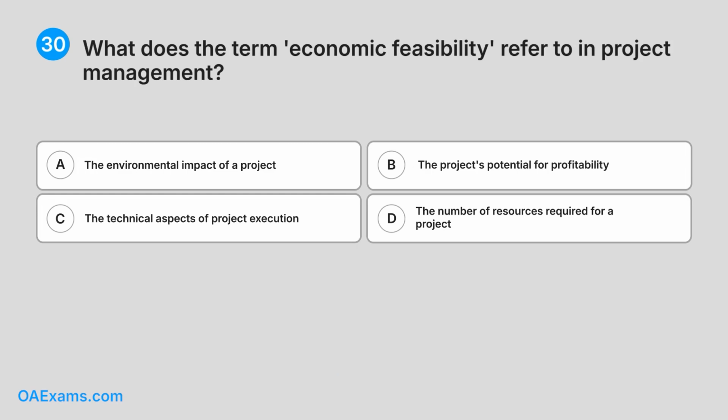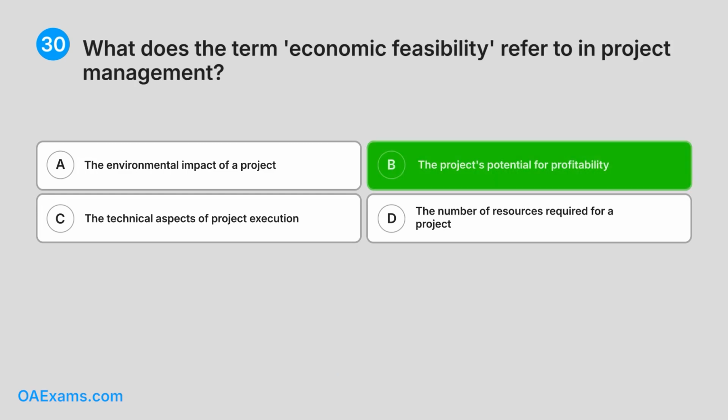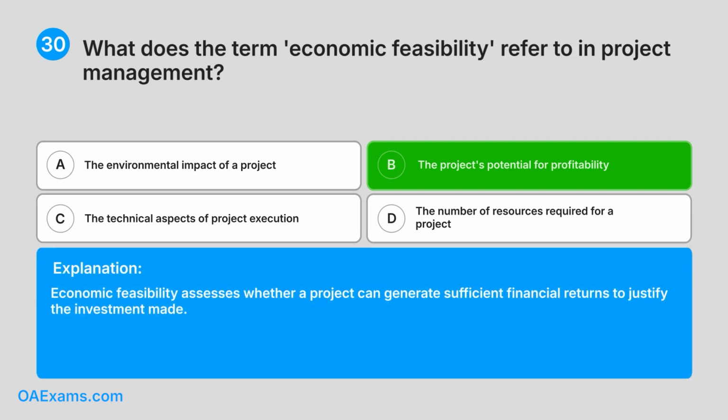Correct answer. B. The project's potential for profitability. Explanation. Economic feasibility assesses whether a project can generate sufficient financial returns to justify the investment made.